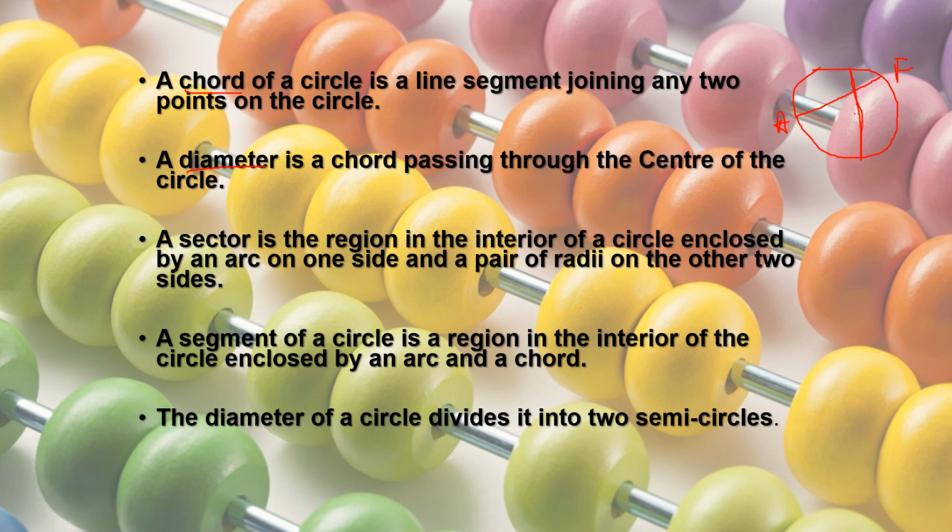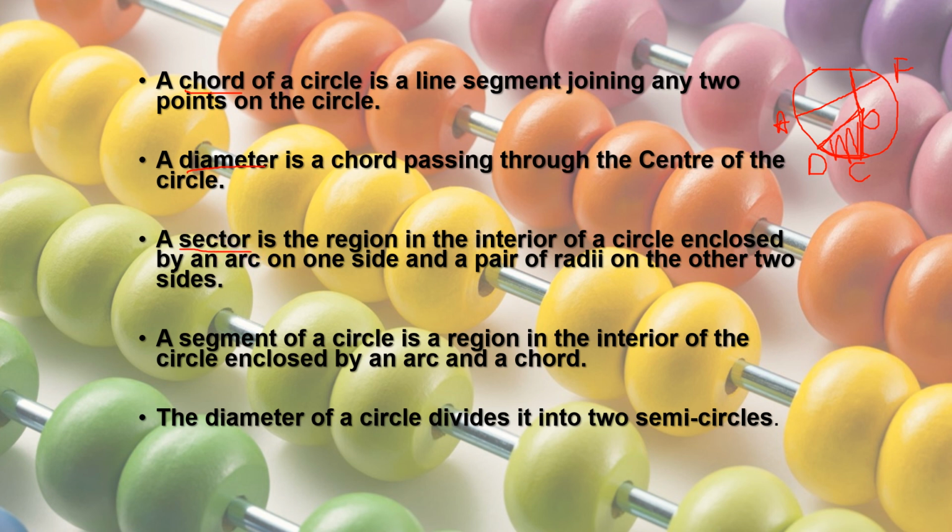A sector is a region in the interior of a circle enclosed by the arc on one side and a pair of radii on the other two sides. So suppose this is a radius and this is a radius. So I name it OCD. So OCD, here DC is an arc and OC and OD are radii. It encloses some region inside it. This region is termed as sector.